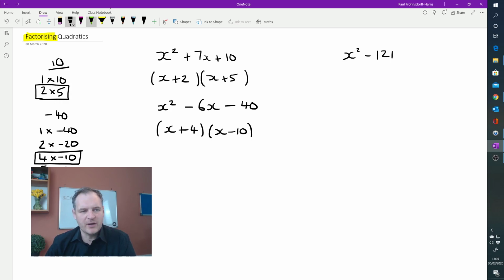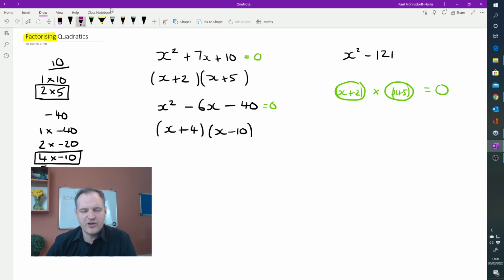Now this is the bit where I'm going to talk about, for the first time, what if it said it was equal to 0? If it says it's equal to 0, then you know that this bracket times by this bracket equals 0. That bracket, so the x plus 2 times by x plus 5 makes 0. So one of those brackets has to be 0. The only way you can multiply two numbers together and get 0 is if one of them's 0.